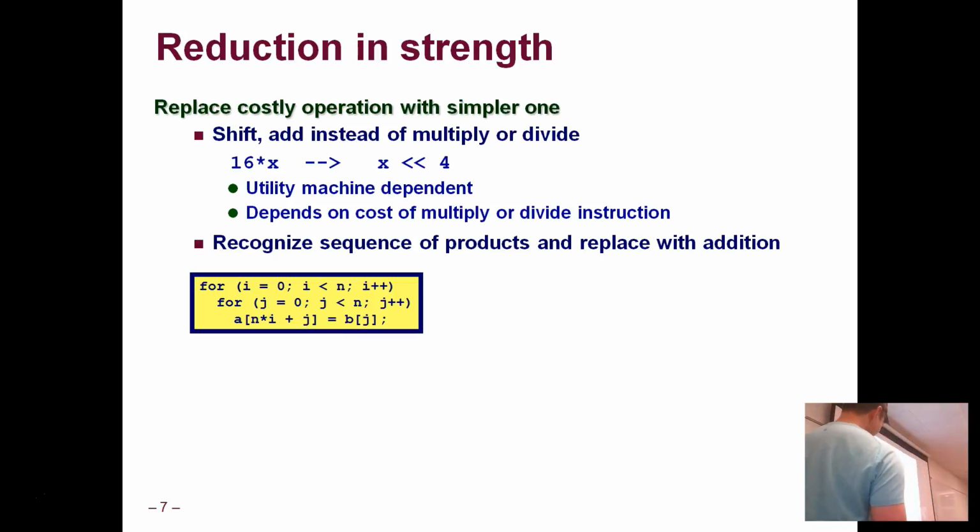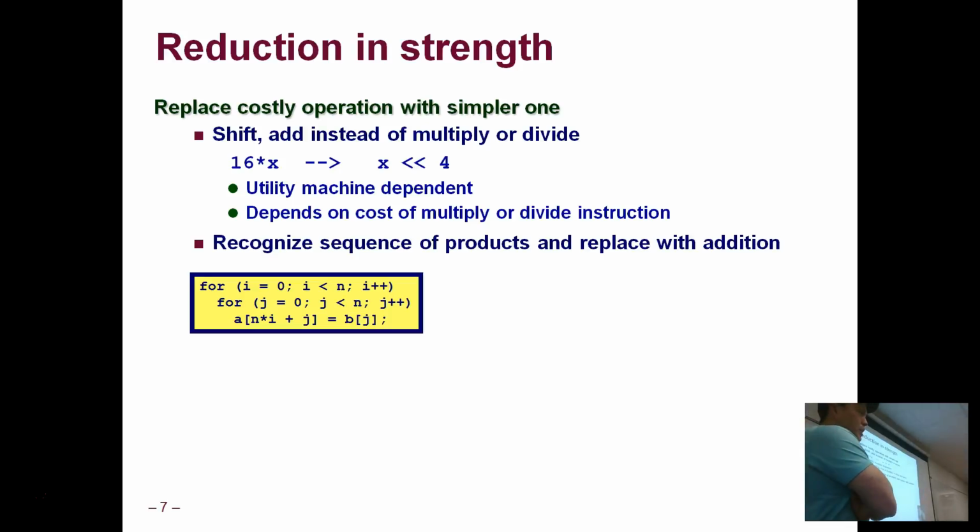Okay, alright, so sort of gave you the punch. I hope you didn't see that thing on the right. So another thing you can do is reduction in strength. The idea here is if you have a costly operation and you can find a way to replace it with a simpler one, you should do so. And we already saw this with multiplication.